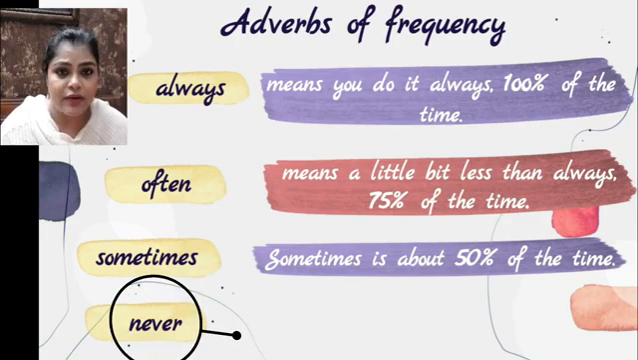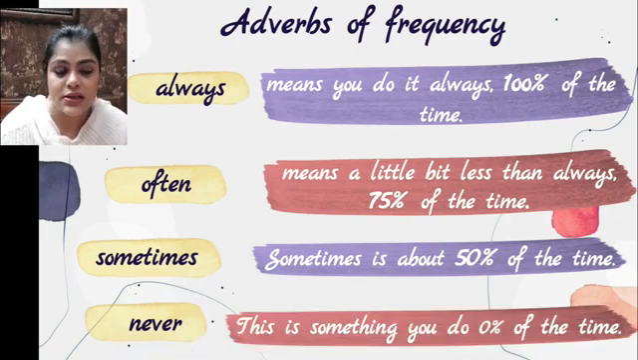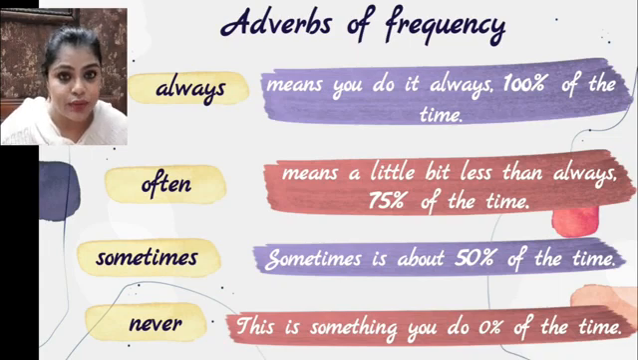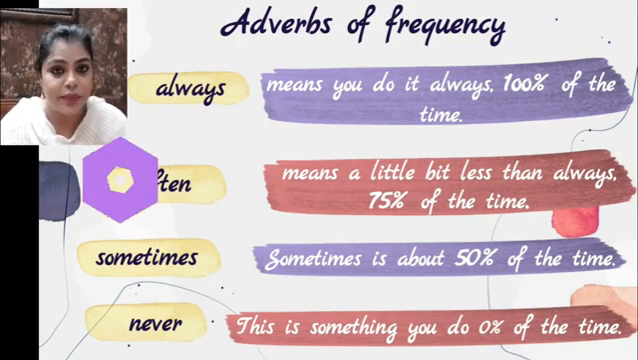Never. Now, what is never? Never means this is something you do 0% of the time. That means at no time, on no occasion. Not today, not tomorrow. He never goes to the temple. That means he never, 0%. I never go to the zoo. She never cleans her teeth in the bedroom. Never. That means 0 time. Okay. That is never. Now let's see sets of examples.